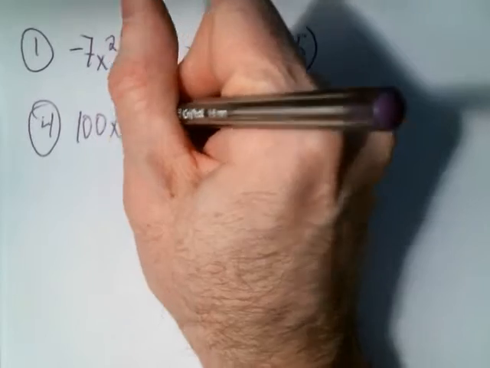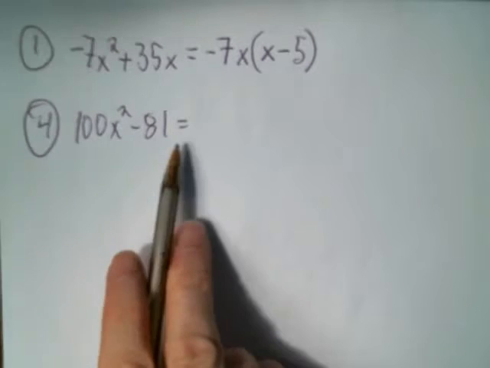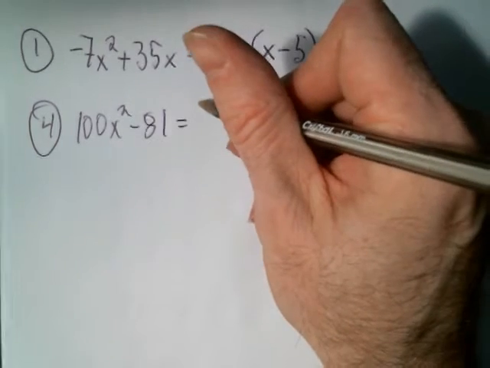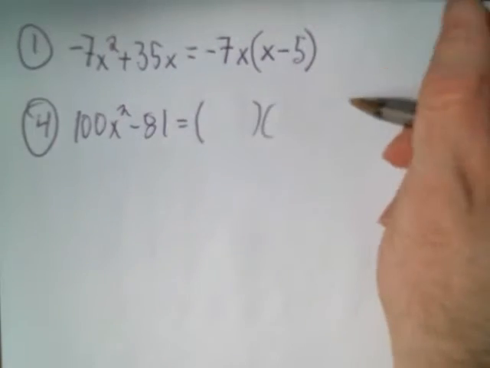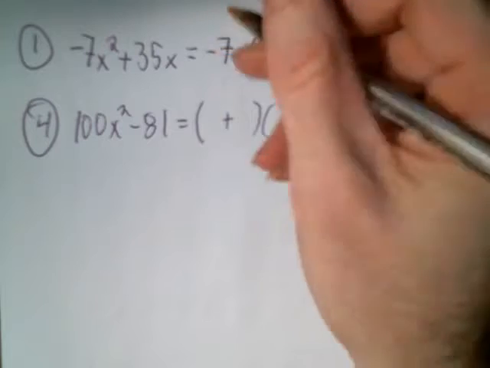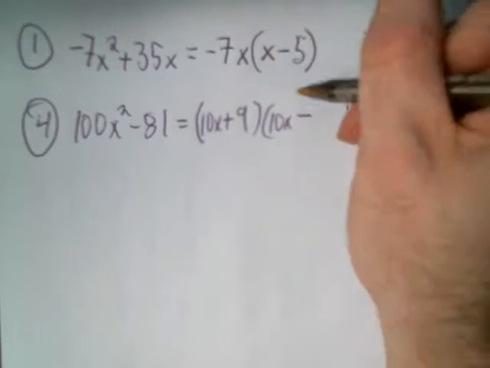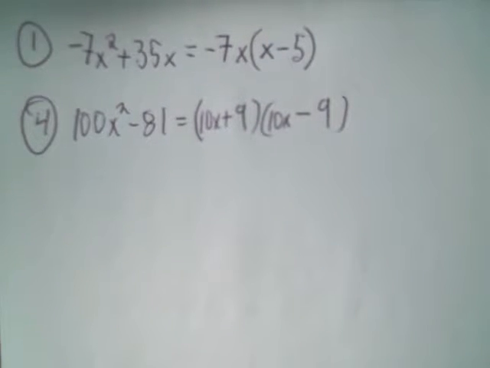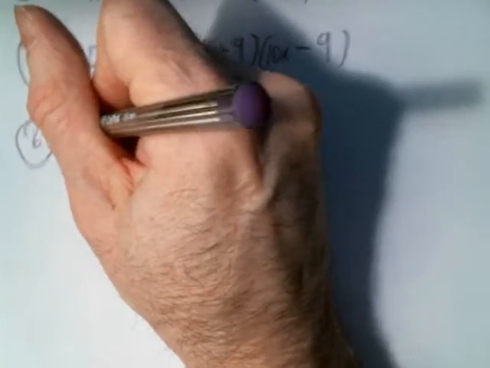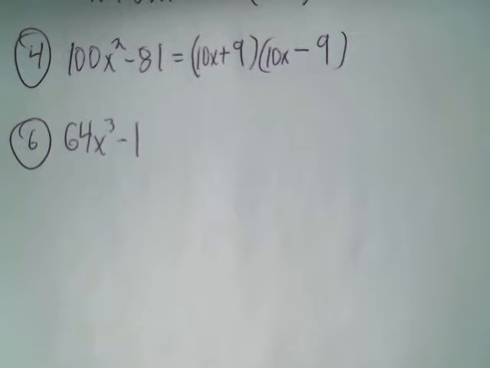Number 4, we have 100x squared minus 81. Okay, it doesn't seem that there's any GCFs. Nothing's going to divide both 81 and 100. So it has 2 terms and it's a minus, so I think it's a difference of squares. Okay, plus minus. What times what is 100x squared? Well, 10x. And then what times what is 81? Well, 9. And I can FOIL it back out and make sure it works. Let's just keep going. Um, 64x cubed minus 1.